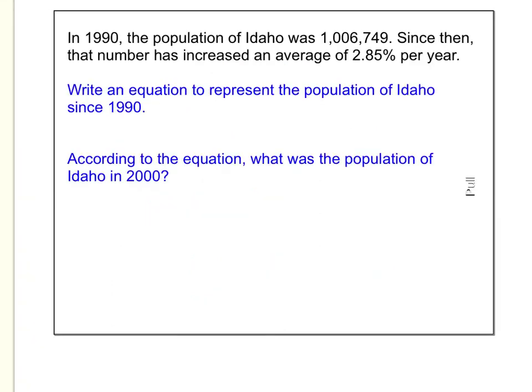So you're always going to want to think about that formula that we just had up on the screen. And then we're going to read through. So in 1990, the population of Idaho was 1,606,749. Since then, that number has increased an average of 2.85% per year. So they want us to first write an equation.